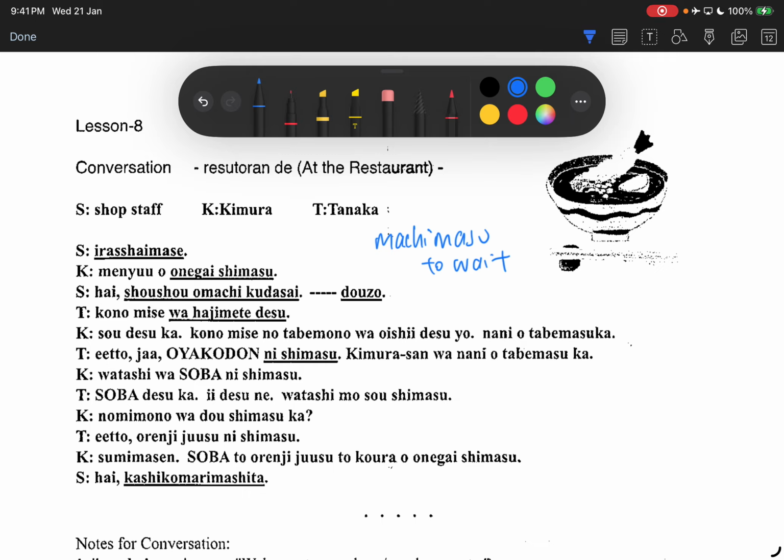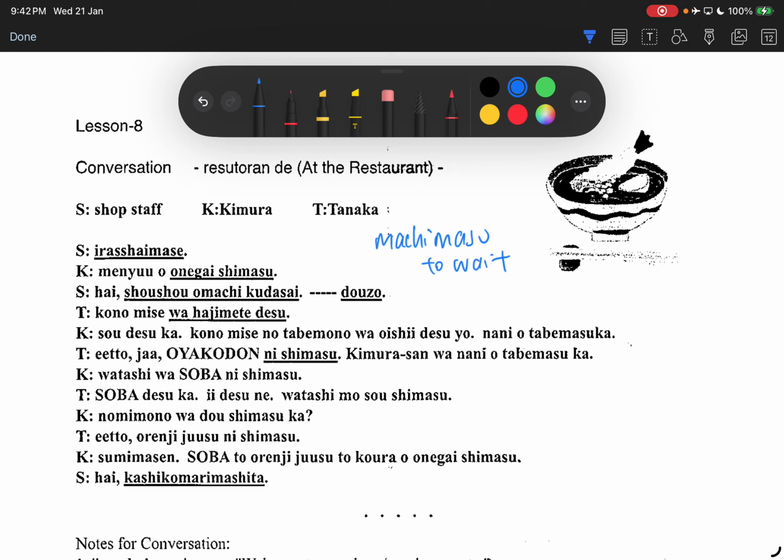Of course, the te form is what Singaporeans are very familiar with. Matte. Chotto matte. Right? So machimas, the te form will be matte. But we haven't learned te form yet, so please just understand. Machimas is to wait.